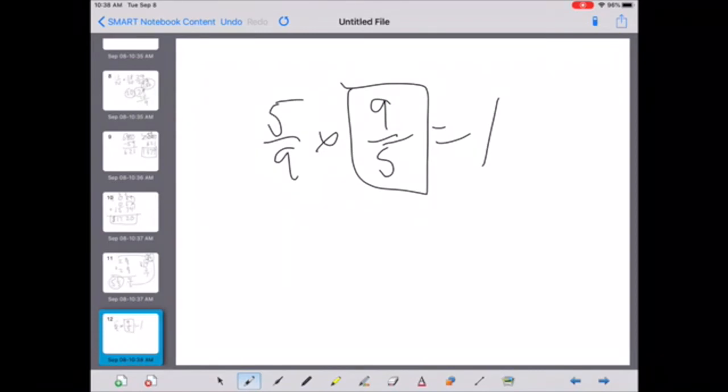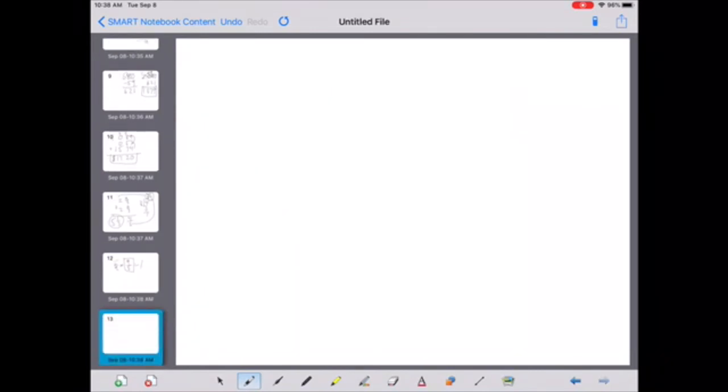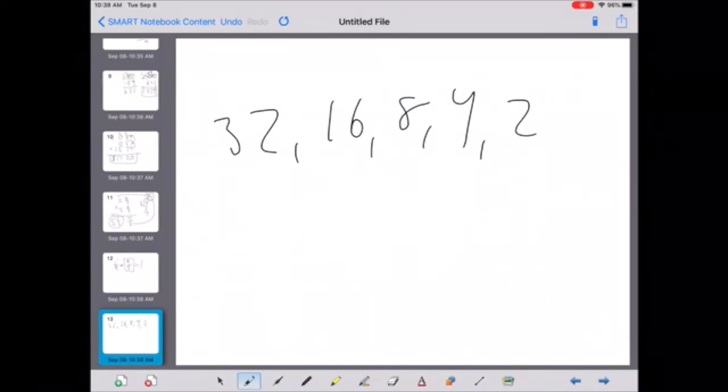Okay, number 28 says what are the next three numbers in the sequence? 32, 16, 8, 4, 2. I'm cutting it in half. So I divide 2 by 2 and I get 1. I divide 1 by 2, I get 1/2. I divide 1/2 by 2, I get 1/4.